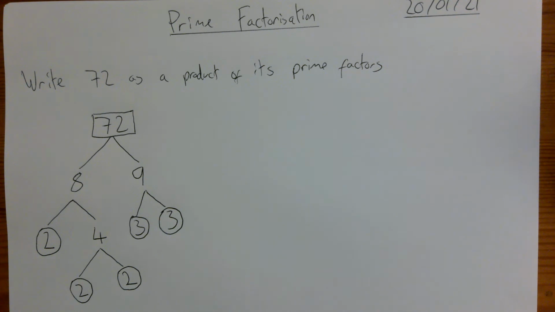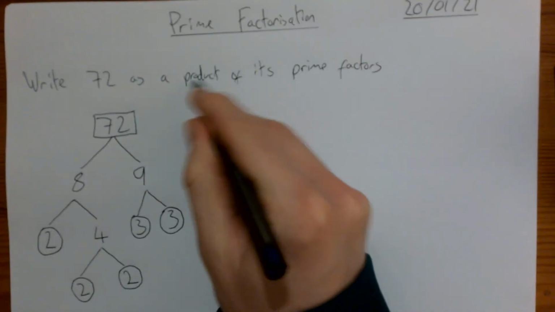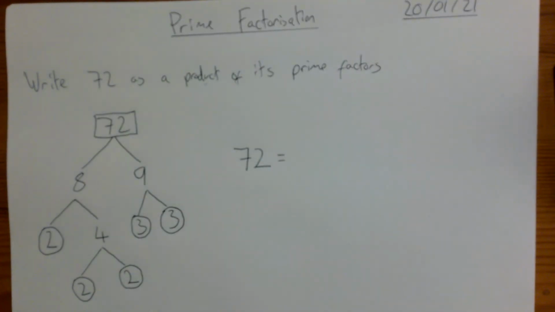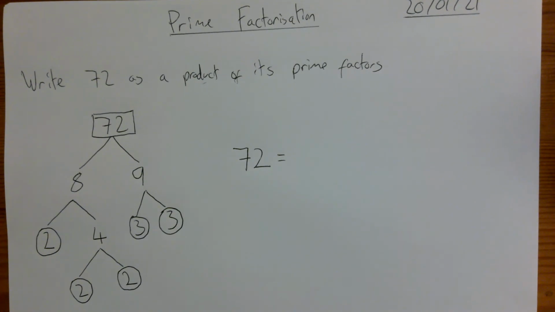The last thing is just to write 72 as a product of its prime factors. So remember that word product. You've come across that once or twice before. Product means things being multiplied together to make something. So what I'm going to do is take all my prime factors and write them being multiplied together, because that should give me 72.